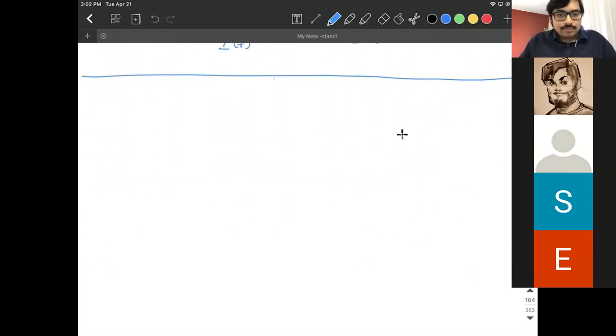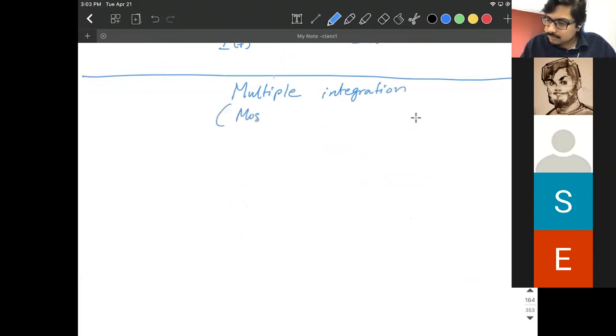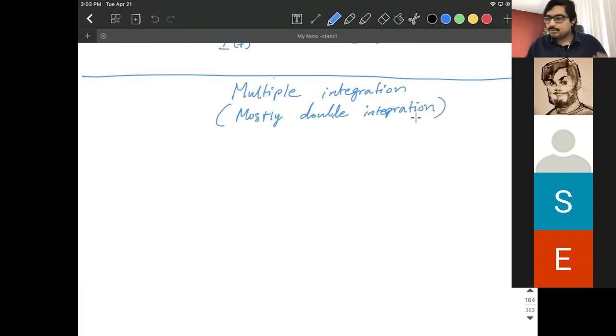Okay, so that's more or less about line integrals. We move to multiple integration right now, and mostly we will stick to double integration. So this will be the next topic, multiple integration, but mostly double integration. Because at the end, we want to relate the line integral to the double integral. So that would be Green's theorem.